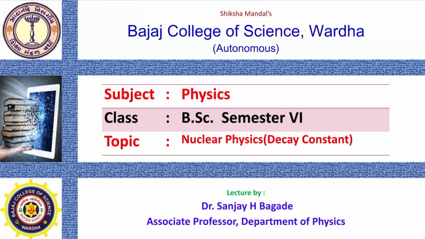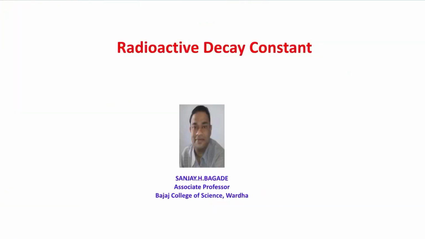Today, we are going to see the concept of decay constant in nuclear physics. In fact, it is radioactive decay constant. And though the words are decay constant, we should keep in mind that it is not a constant quantity for every radioactive nuclei or nuclei of every radioactive element. It is not a constant quantity.